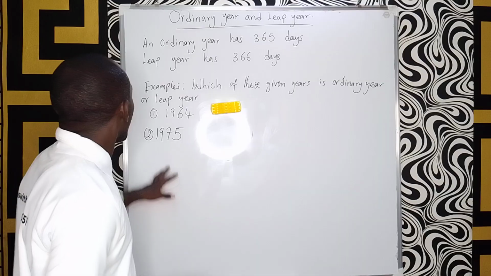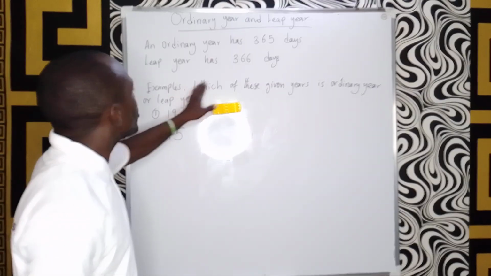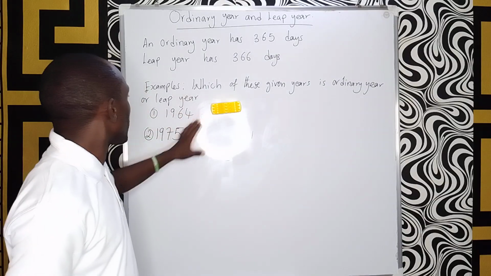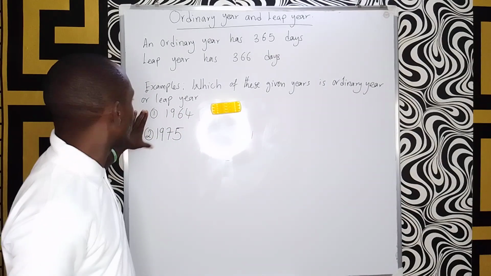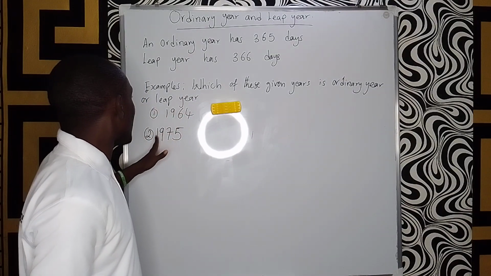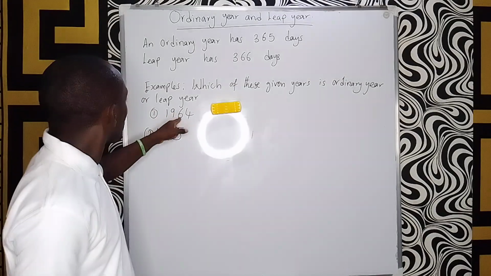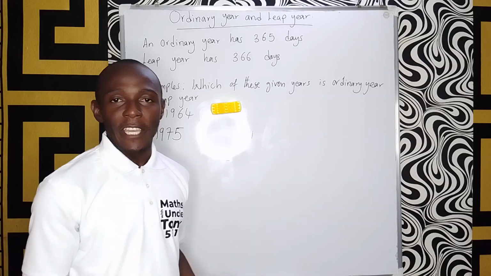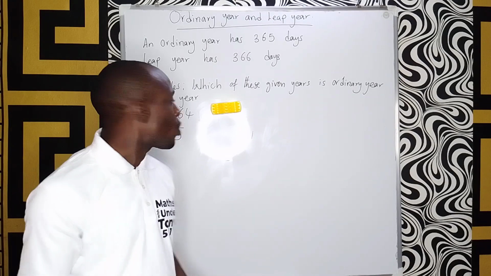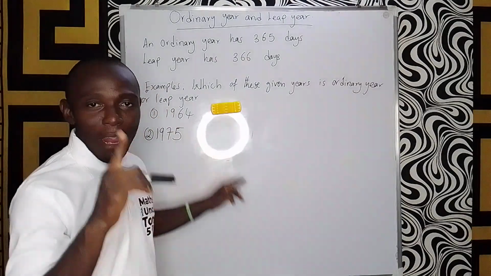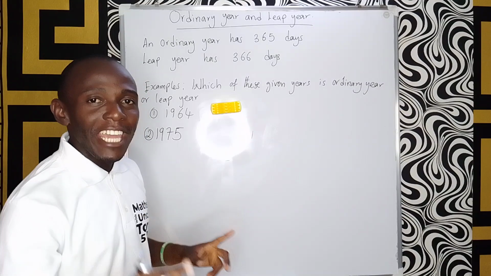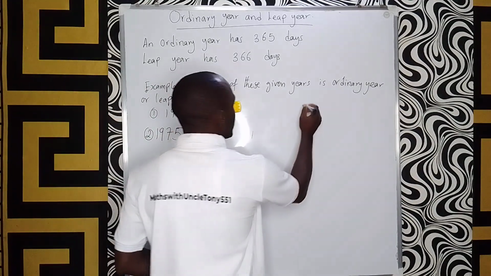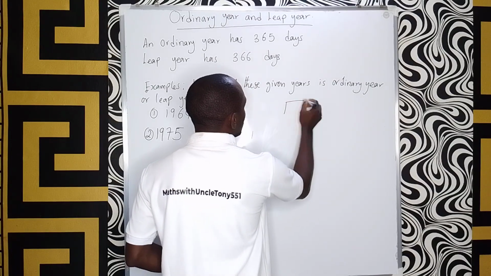Now we have an example on the board. It says which of these given years is an ordinary year or a leap year? We have two years on the board. We have 1964, we have 1975. Now, how do we know whether 1964 is a leap year or an ordinary year? To know that, you have to divide the year by 4. Divide the year by 4. Let's quickly divide the year by 4. Let's pick the first example we have on the board.